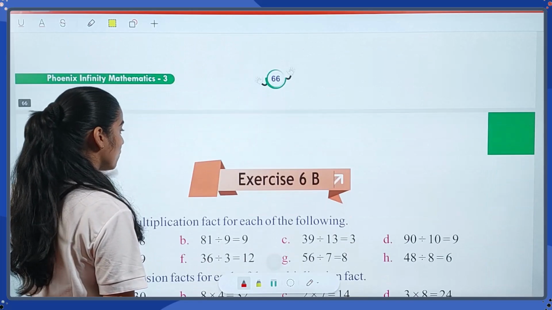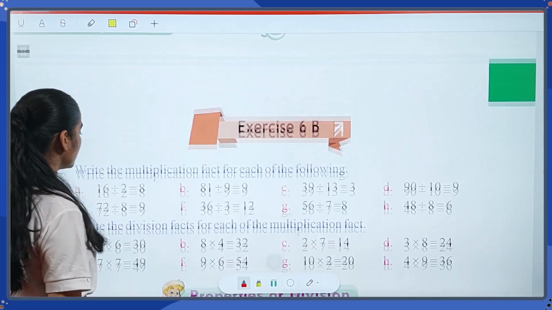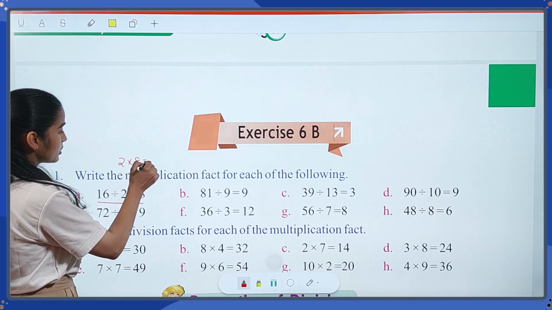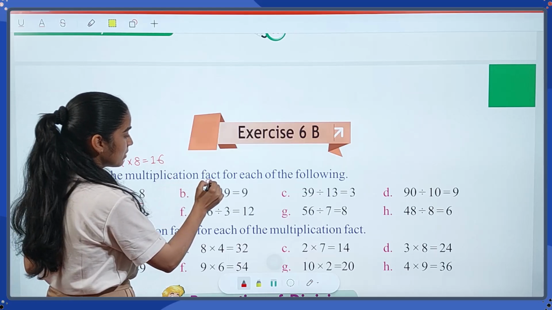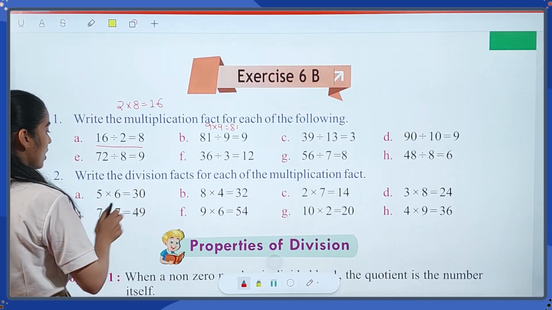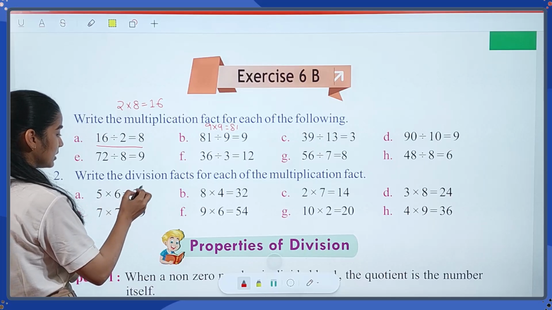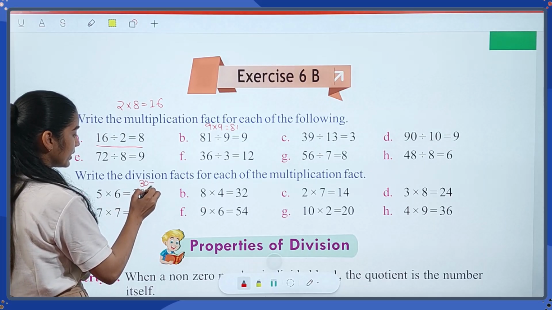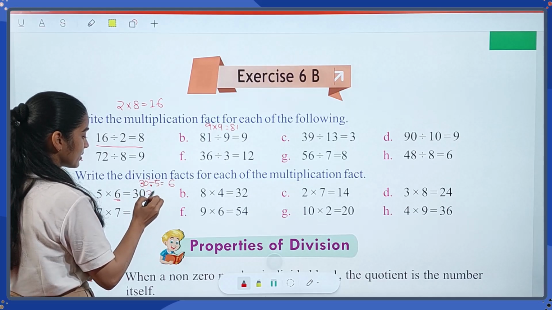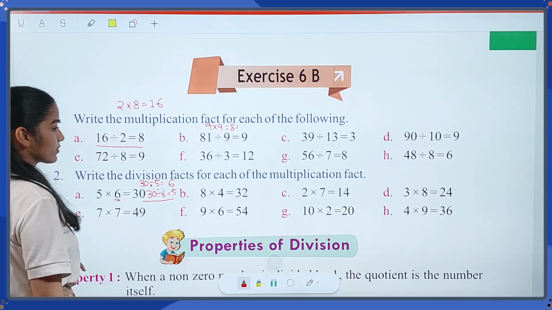Okay. Now we move forward to exercise 6b, where we have to write the multiplication fact for each of the following. The multiplication fact for this is 2 multiplied by 8 is equal to 16. For this, 9 multiplied by 9 is equal to 81. In the same way you have to solve. Now write the division facts for each of the following multiplication facts. 5 multiplied by 6 is 30. So 30 divided by 5: if I write here 5, what is my answer? 6. And if I write here 6, then my answer is 5. In the same way you have to solve the rest of the questions.